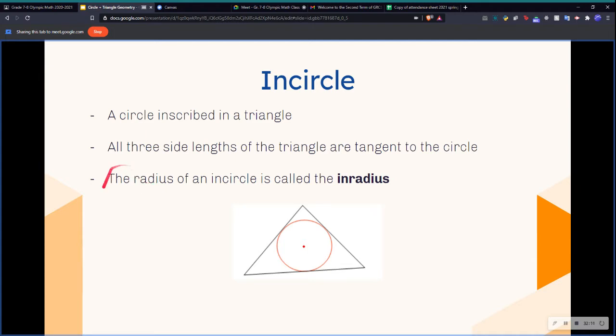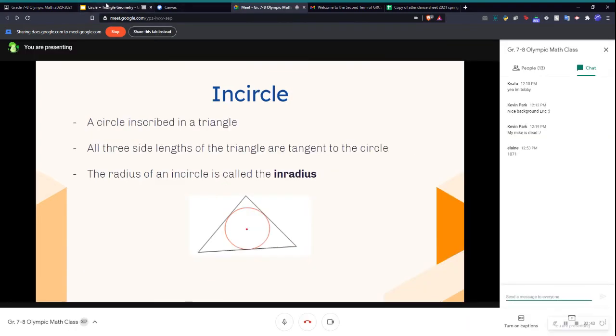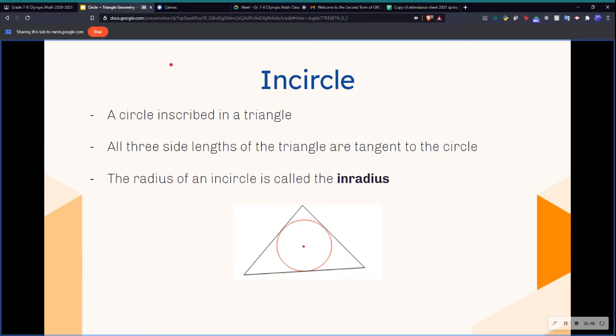And then the radius of an incircle. Say I took the point from the center over here to this point right here, or just another point on the circle, really. The radius of an incircle is called the inradius. Any questions about this before we move on? Okay, if there are no questions, I'll move on.